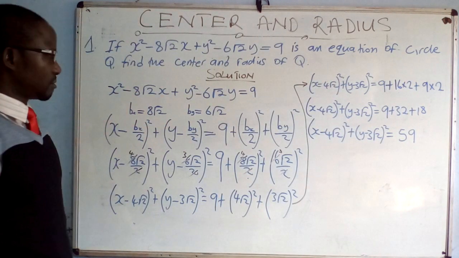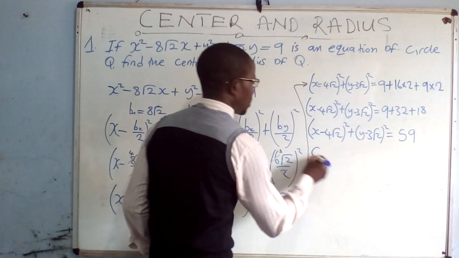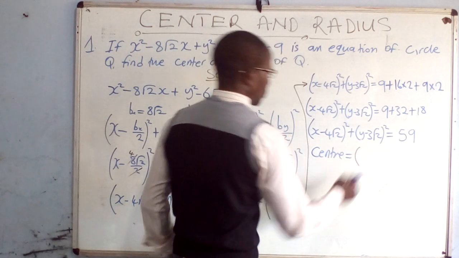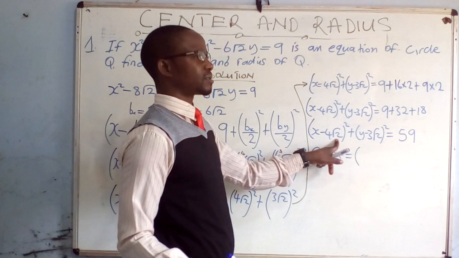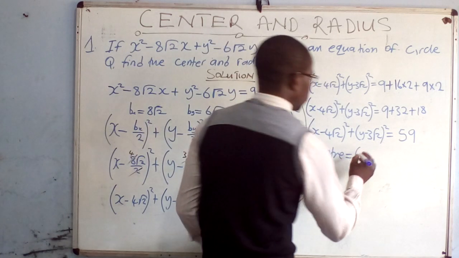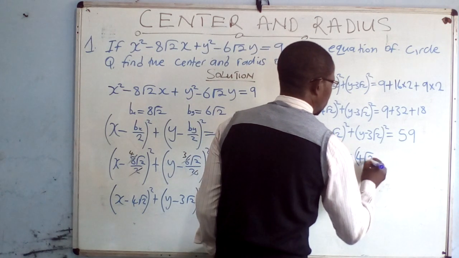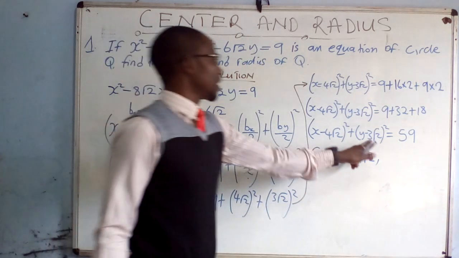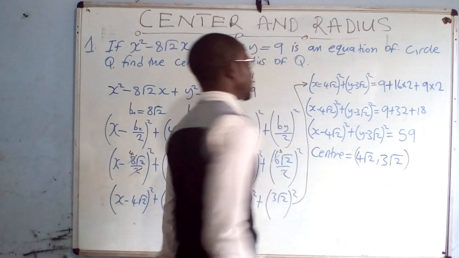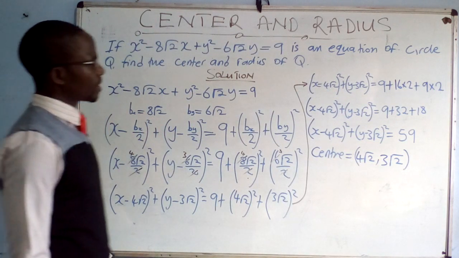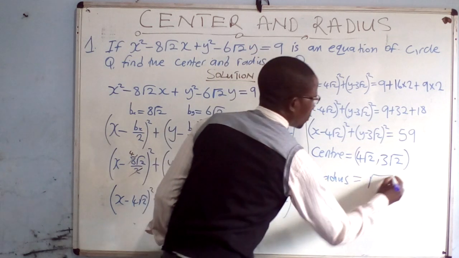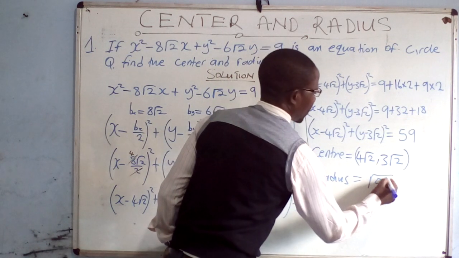At this point, we can now pick the center. The center is going to be equal to x comma y. So in x there, we'll pick this. It's a negative 4 root 2, so it becomes a positive 4 root 2, comma. Negative 3 root 2 becomes positive 3 root 2, like that. This is the center. After the center, we can get the radius. The radius is going to be root 59.